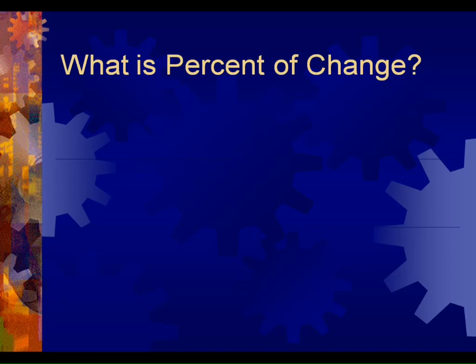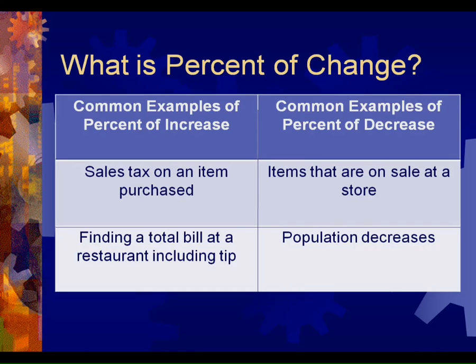Okay, so some common examples of percent of increase and percent of decrease here. Things like sales tax, right? You buy something that's $19.95, and you go up to the counter and you have to pay $21 and some change, right? These are percents of increase. Also, finding a tip. You go to a dinner, you need to leave, let's say, 15% tip. What's 15% of that number, right?